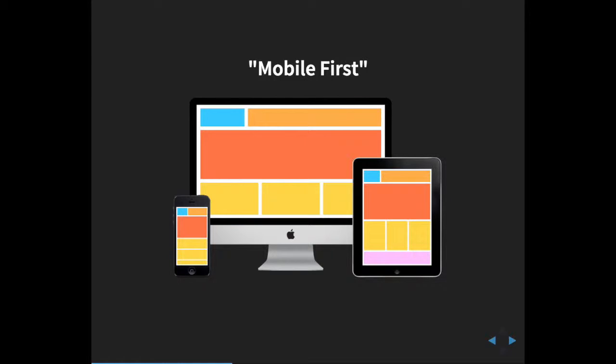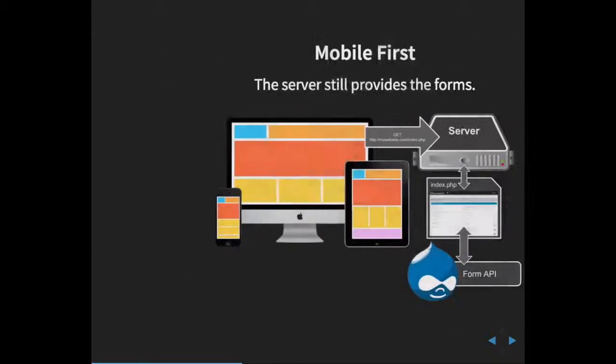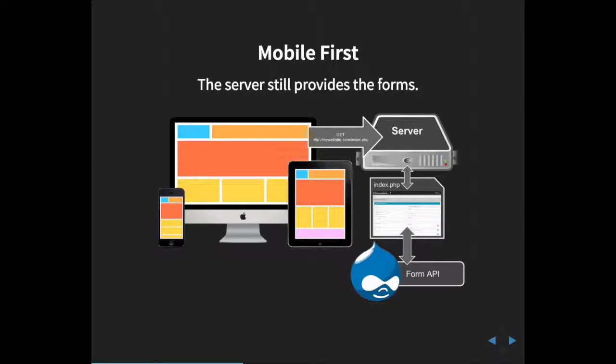Because there's one thing to really take away from mobile first. What I want you guys to take away is that the server still provides the interface. It still provides the forms. What's really happening here is that with a mobile first website, when you're looking at it on a mobile device, that request is still going to the server, still going into the backend, still churning, still going through the form API to build the form, and then it hands the interface to the phone. It's just that the interface is now flexible. It can flow, and it looks good on all devices.